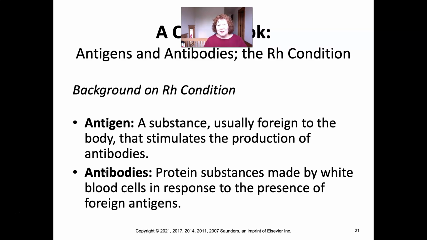They're like a country that gets an invader and says, oh, we need to send troops to the border because we need to stop this invader or we need to contain this invader. And so if you think about that, that's a good analogy for antigen and antibodies. And I don't mean anything political by this whatsoever, not going there. Just want to talk about antigens and antibodies.